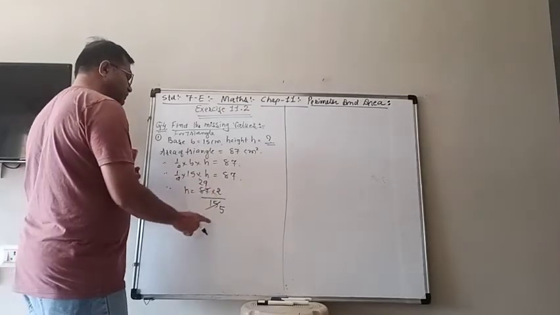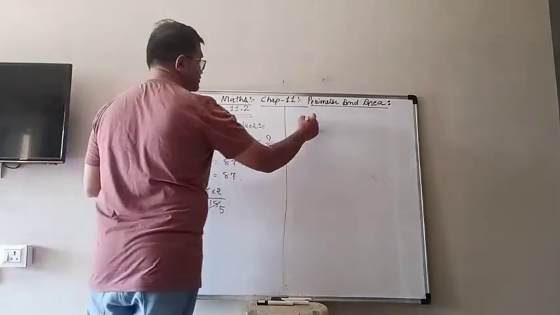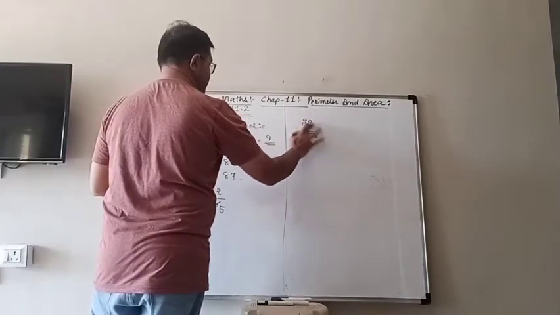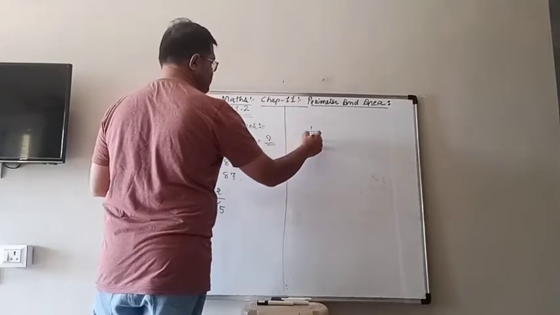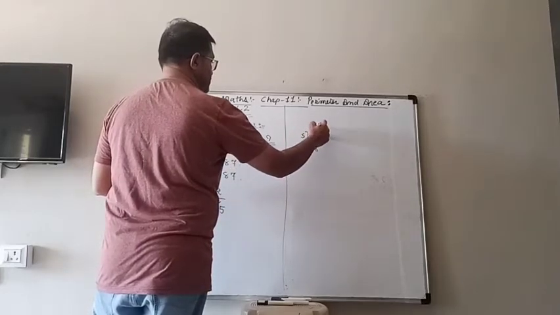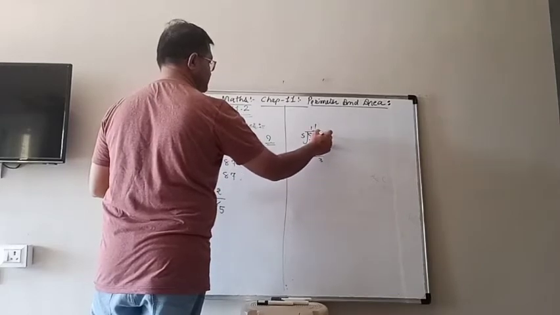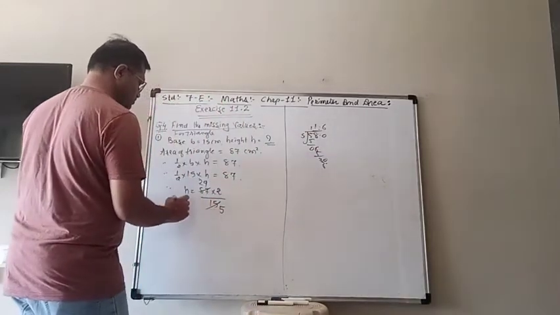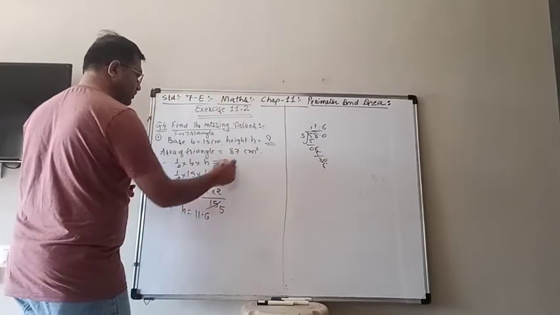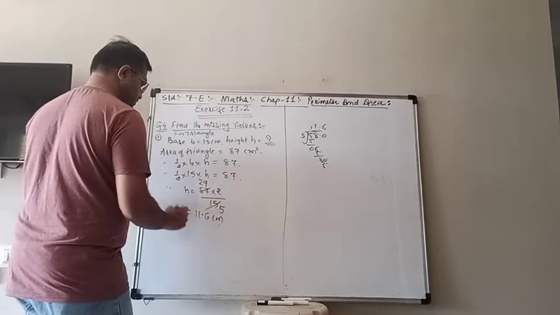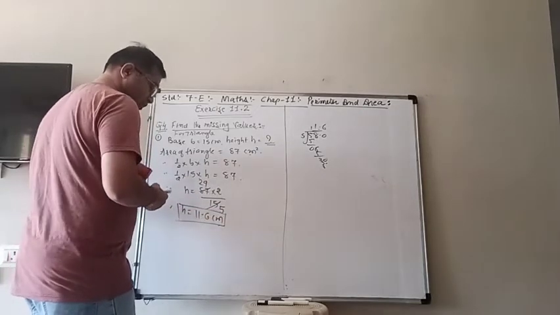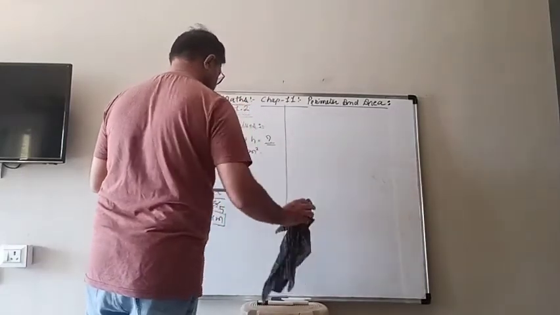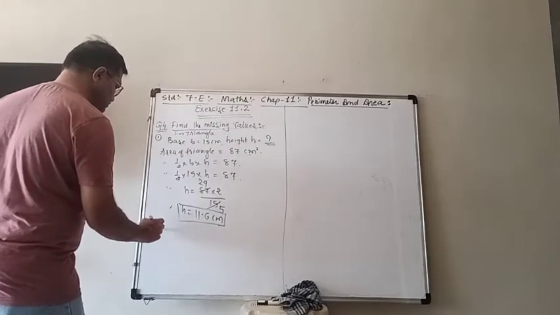So now 29 multiplied by 2 divided by 5. 29 multiplied by 2 is 58, and 58 divided by 5. 5 ones are 5. 5 6s are 30. So 11.6. So H is equal to 11.6 centimeter. So the formula is known, then whatever is missing we can easily find out.